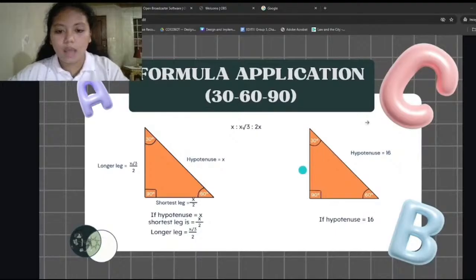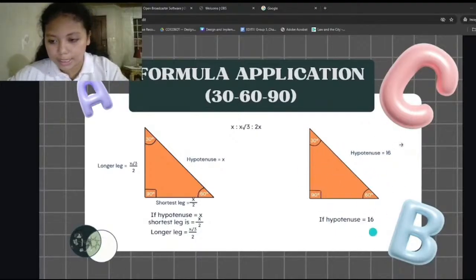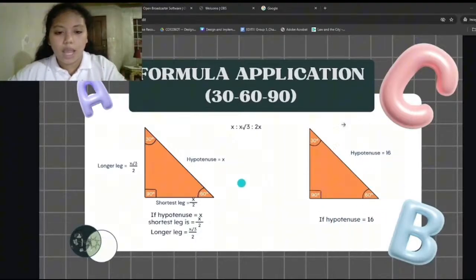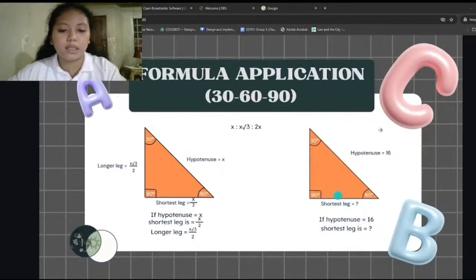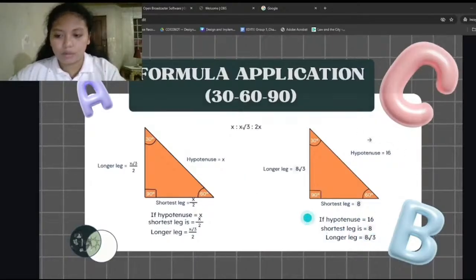Say the hypotenuse is 16 and the shortest side will be 8 because we split the 16 in half. So it will be 8. Here you go. And the longer side, take that 8 and multiply by square root 3. So it will be 8 square root 3.